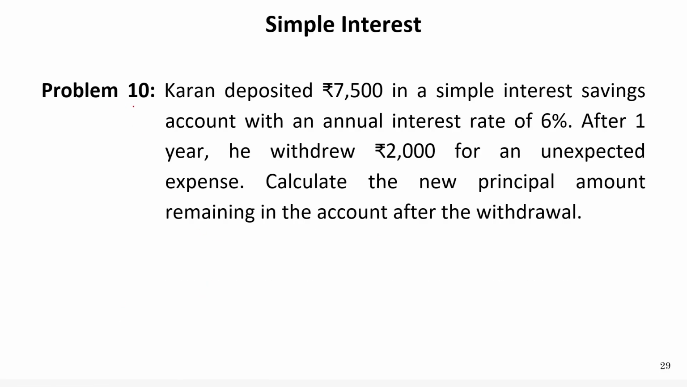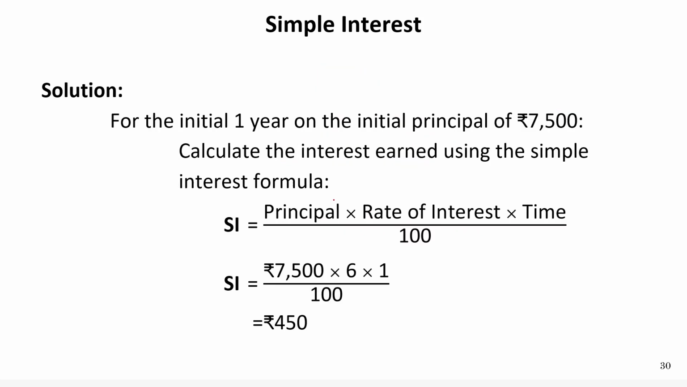So let's see problem number 10. He deposited 7500 in a simple interest savings account with an annual interest rate of 6%. After 1 year, he withdrew 2000 for an unexpected expense. Calculate the new principal amount remaining in the account after the withdrawal. For the initial 1 year, on the initial principal of 7500, calculating the initial interest earned. Simple interest is equal to what? Principal amount into rate of interest into time, that is PRT whole by 100, because the rate of interest is given in percentage here.